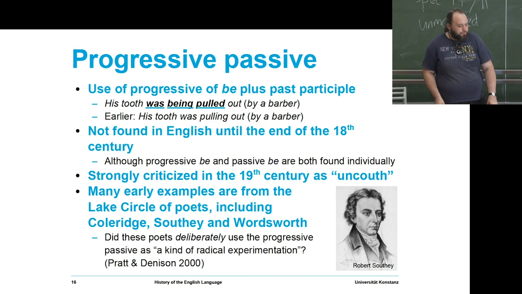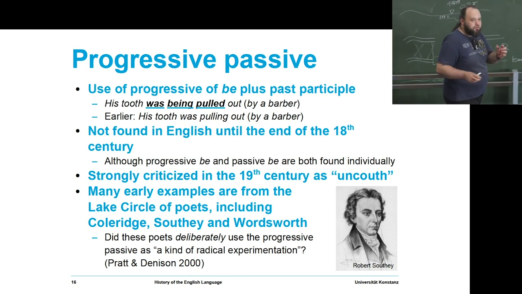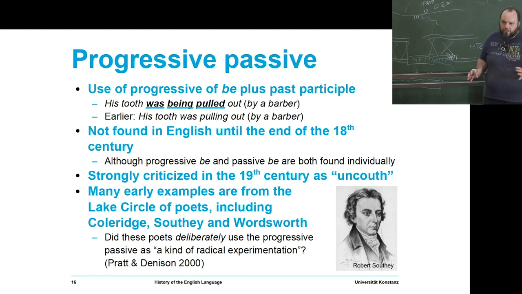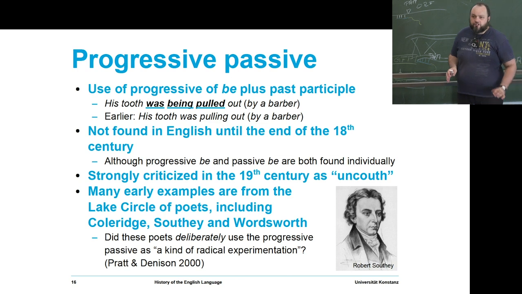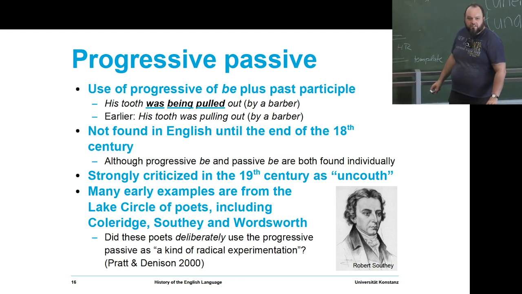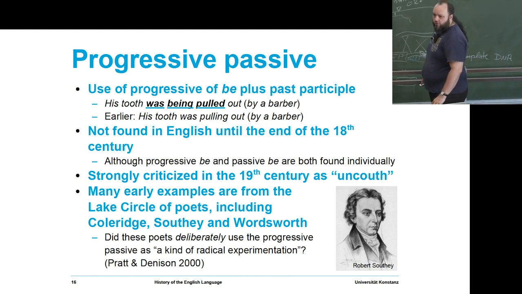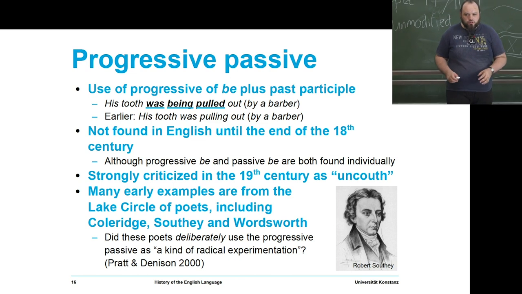You get the first examples at the end of the 18th century, and in the 19th century, this really kicks off. And the funny thing is, you can tell that it kicks off because remember, we're in the era of prescriptivism now. This is the point where the language is standardized. People care so, so much that whenever they see one of these progressive passives, they have to write an angry letter to the newspaper about it and say, stupid kids these days are using these being forms all over the place. What's with that? They're so lame and uncouth.